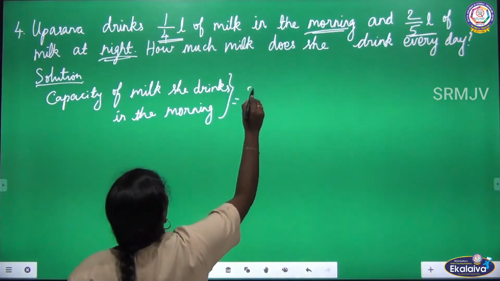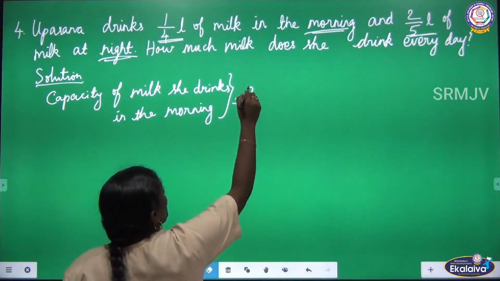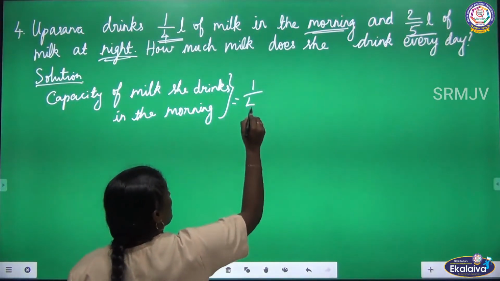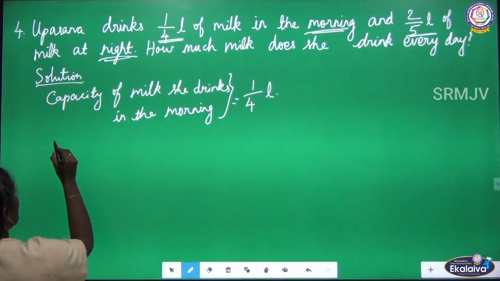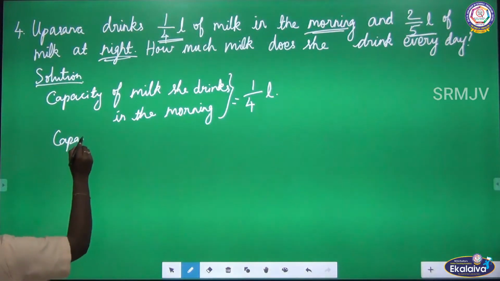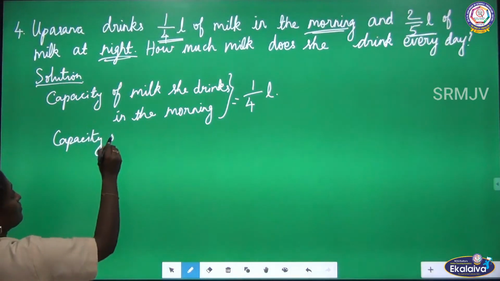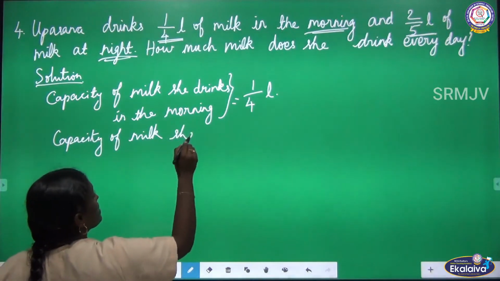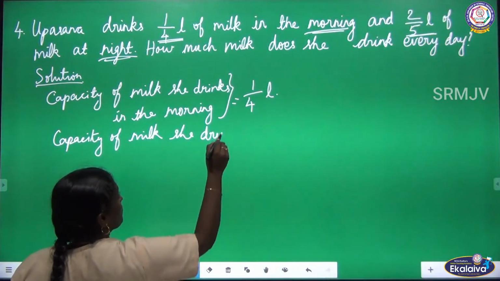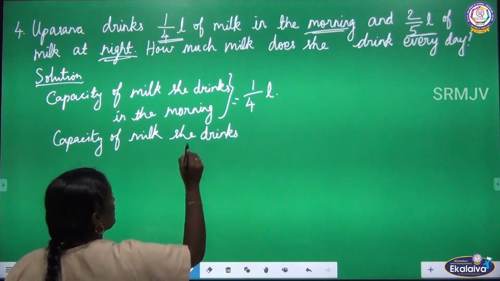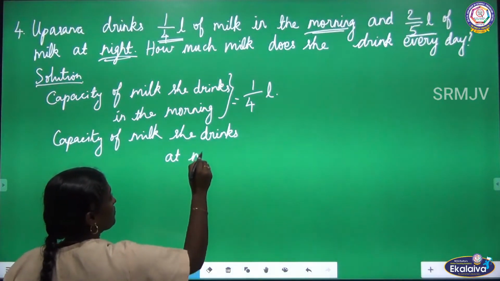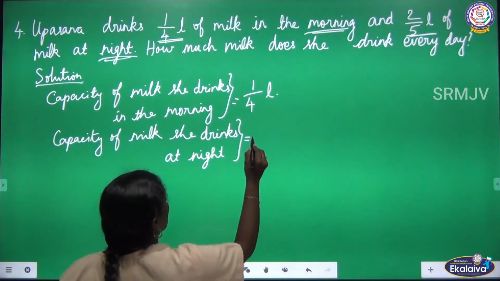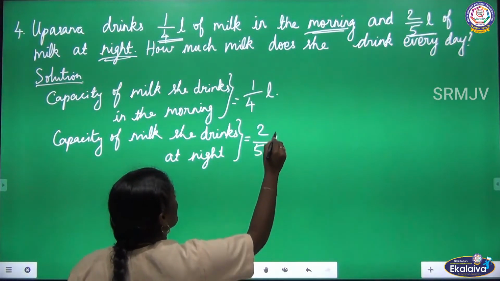Is equal to 1 by 4 liter. Okay, then capacity of milk she drinks at night is equal to 2 by 5 liter.